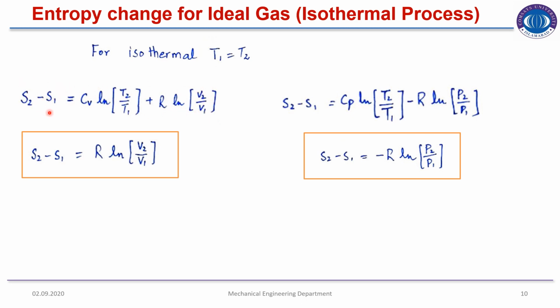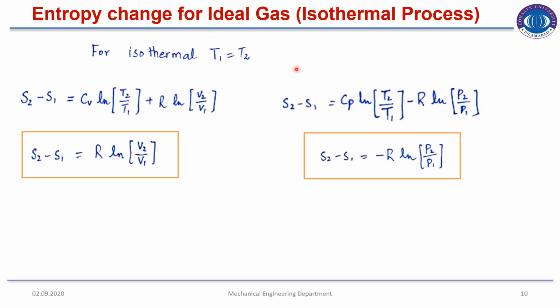We have just derived that equation in the previous slide. So if both of these values, T1 and T2, are equal, the natural log of 1 is 0. So the change of entropy for ideal gas for an isothermal process is S2 minus S1 is equal to R natural log V2 over V1. Similarly, on the right hand side, the change of entropy for ideal gas for an isothermal process comes out to be S2 minus S1 equals minus R natural log P2 over P1, because the first term that contains the ratio of T2 over T1 will be cancelled out. So the next term, minus R natural log P2 over P1, will be left.